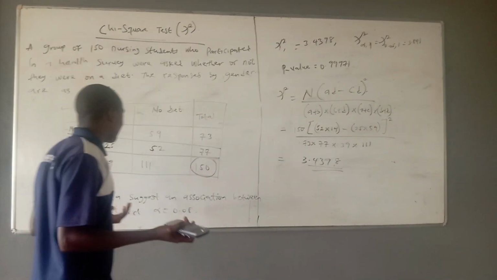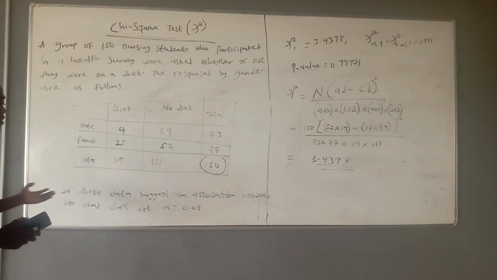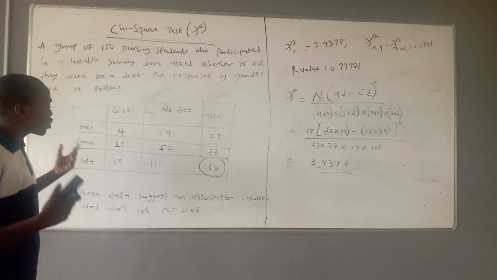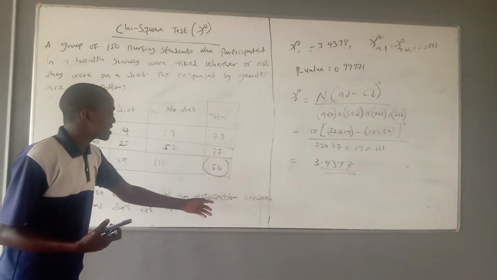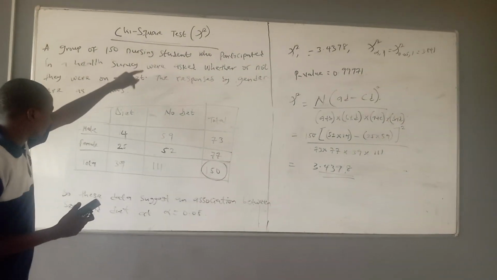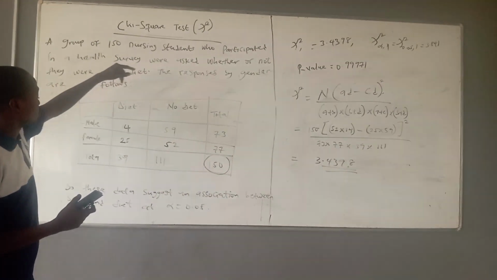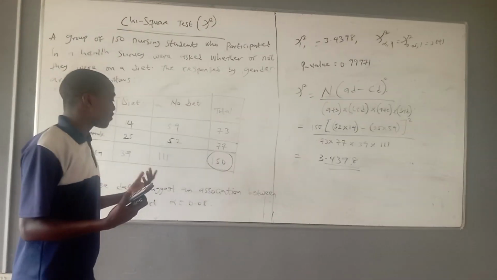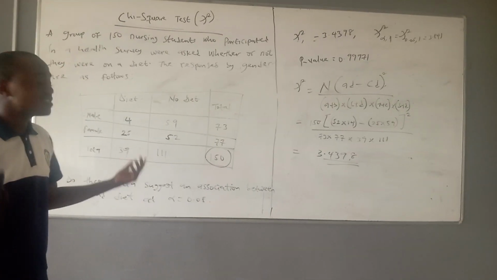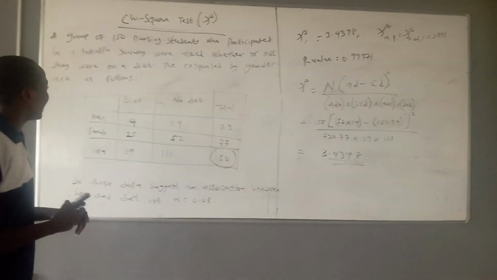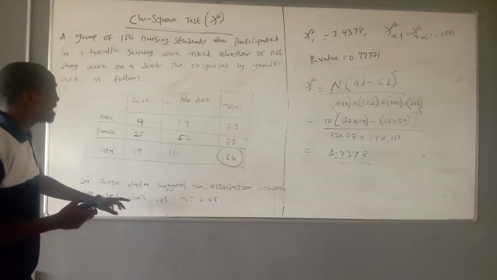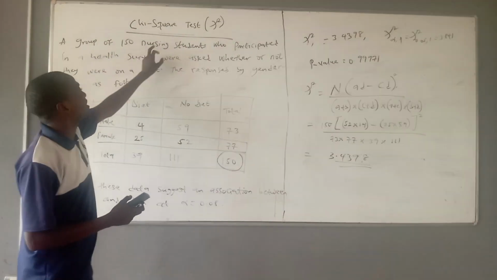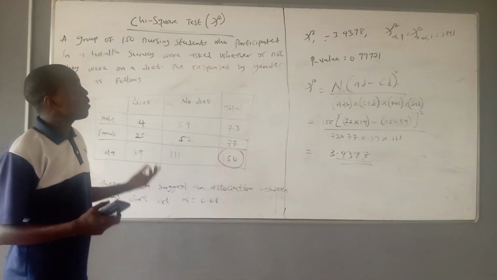Now that the null hypothesis is being accepted, that means that we don't have sufficient evidence to conclude that there is association between the nursing student sex and diet. Let me take it again. We don't have sufficient evidence to conclude that there is association between sex and diet among the nursing students. So we can conclude that.